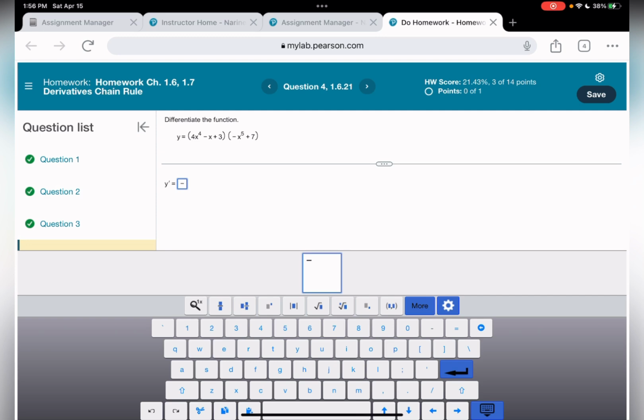So negative 36x to the power 8, bringing down, minus 4x to the power 5, and then minus 15x to the power 4, and then plus 112x cubed and minus 7.